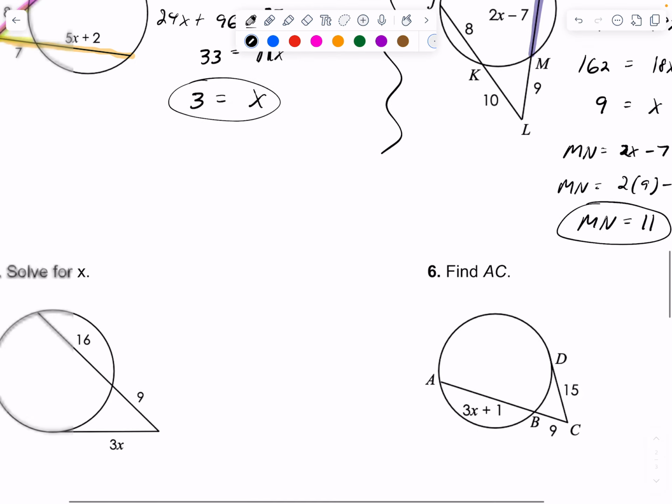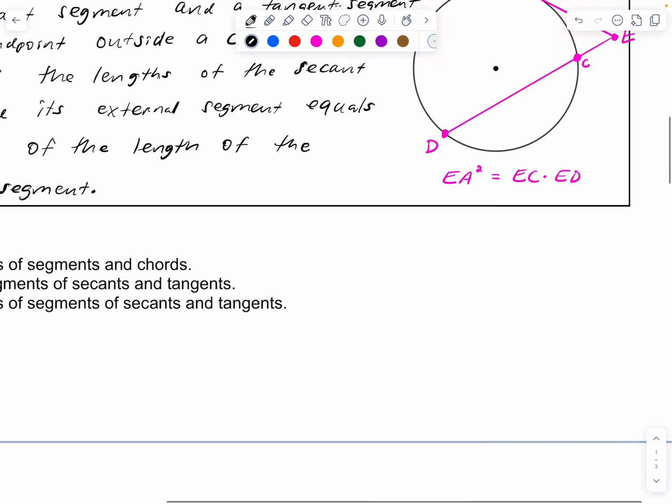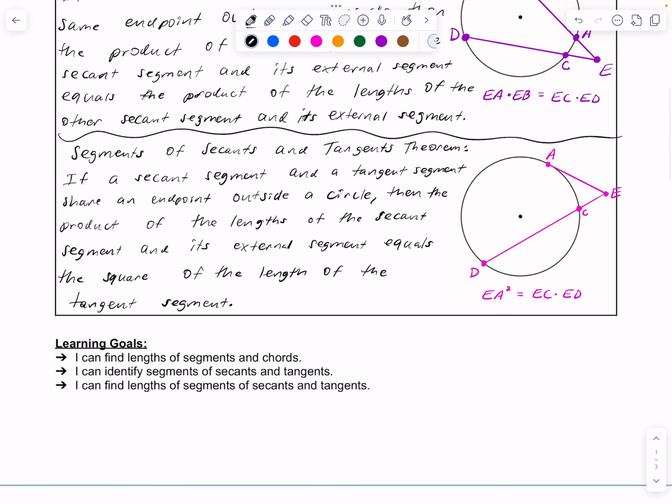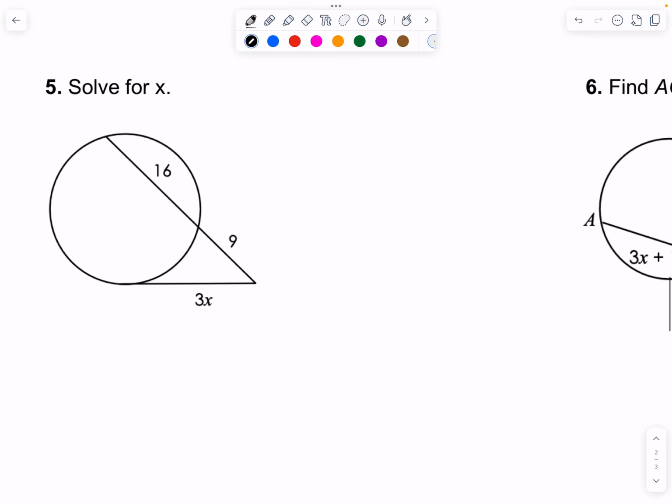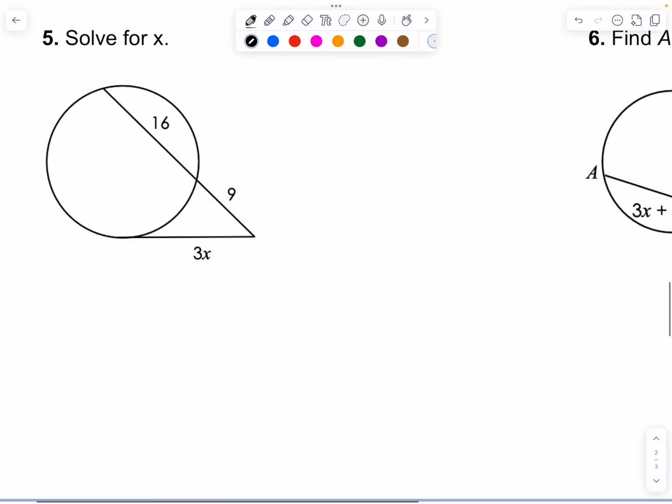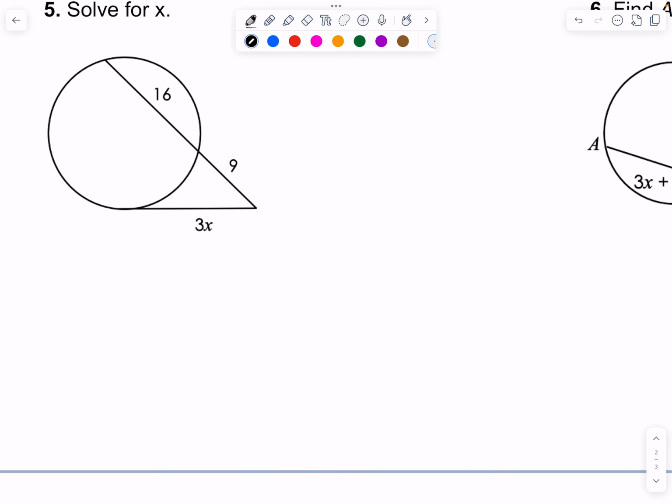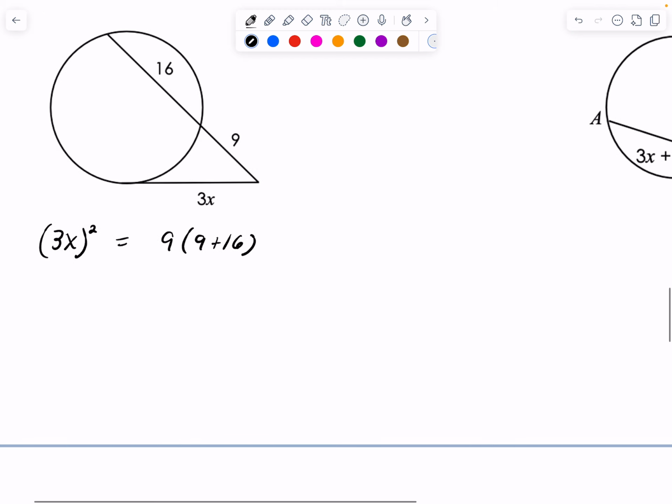All right, last two. All right, and this is our last theorem that we had in the first page. We had the segments of secant and tangent theorem. So this one here, I'm going to write 3x squared, right? So that tangent, you're going to square it, equals 9 times 9 plus 16. So that's going to be 9x squared equals 9 times 25.